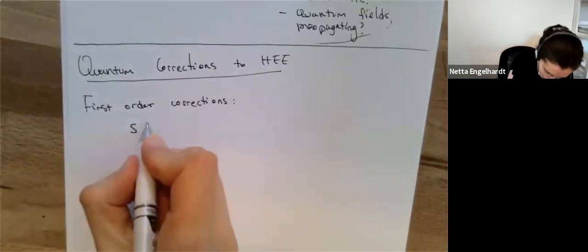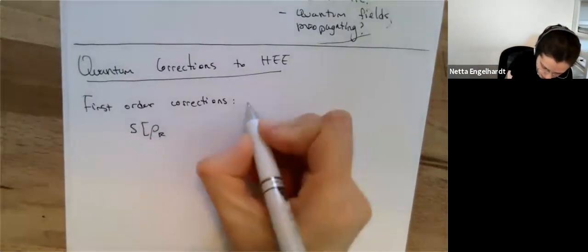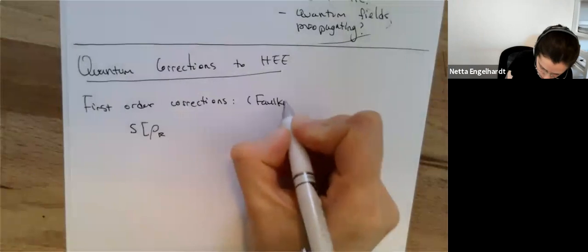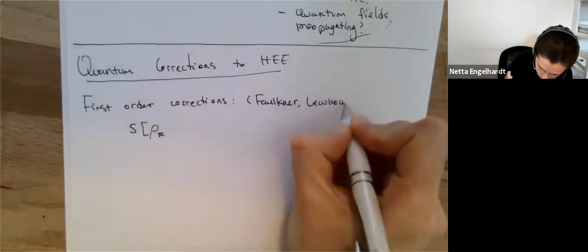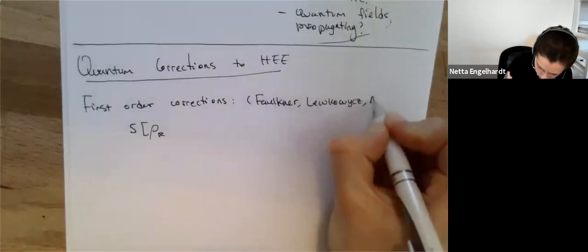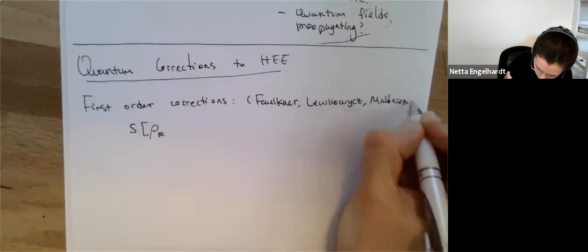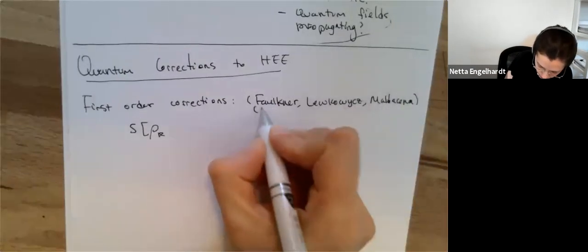So this is Faulkner, Lewkowycz, Maldacena, and there was also a lot of work on higher derivative corrections by Dong.